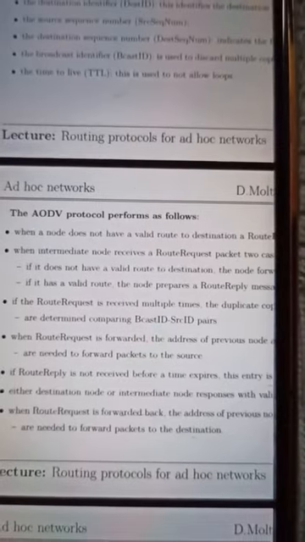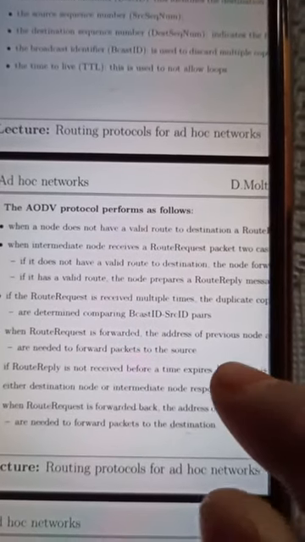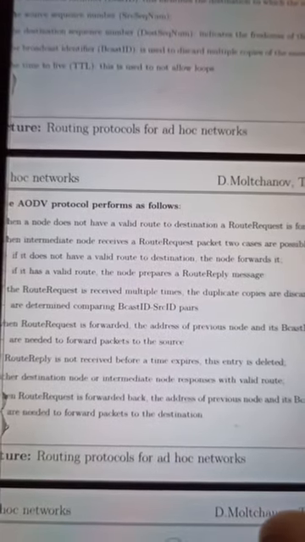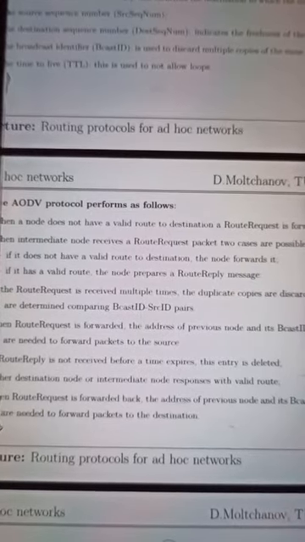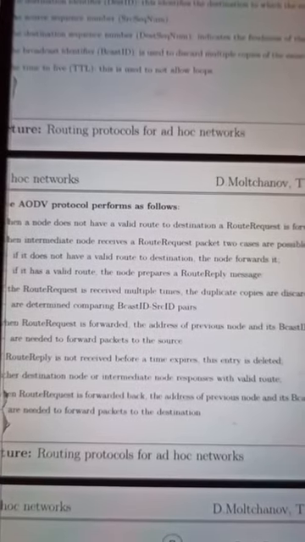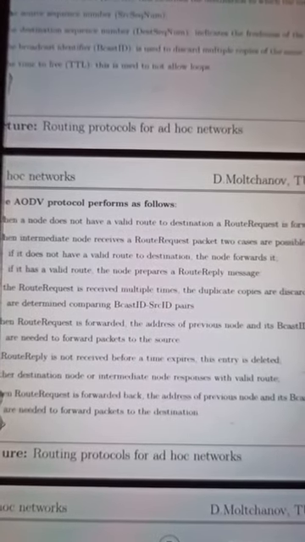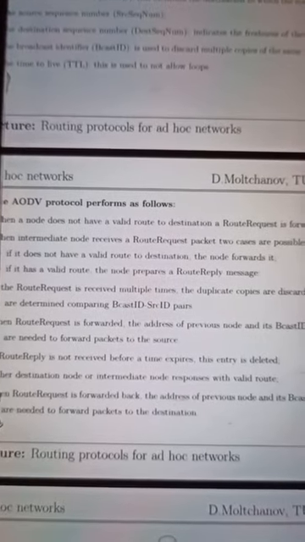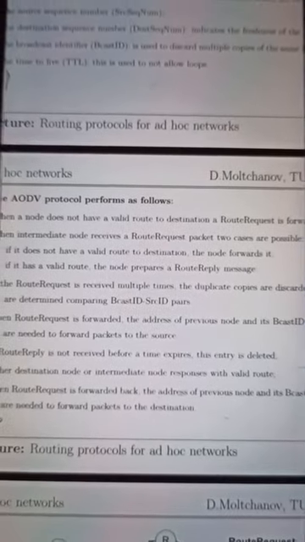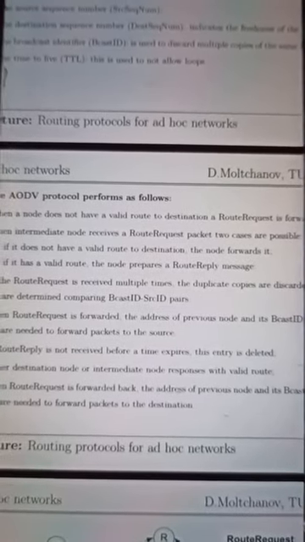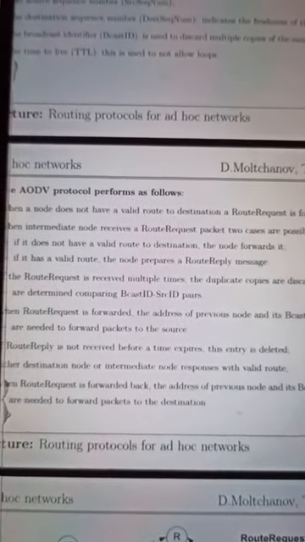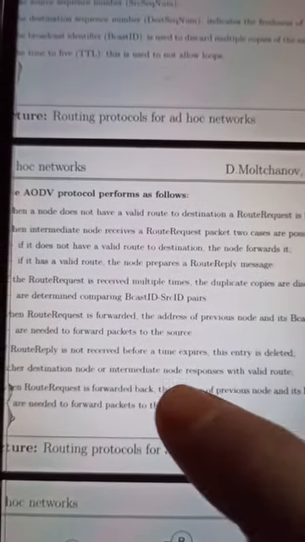The next one is when an intermediate node receives a route request packet, two cases are possible. The first one is if it does not have a valid route to the destination, the node forwards it. If it has a valid route, the node prepares a route reply message. So if it does not have a valid route to the destination, the node just forwards that particular packet, and if there is a valid route then the node prepares a route reply message.